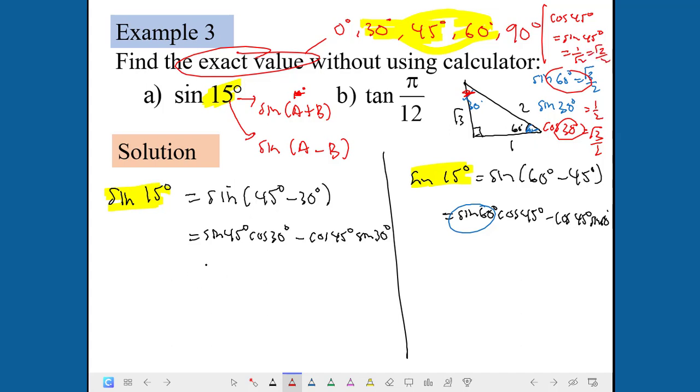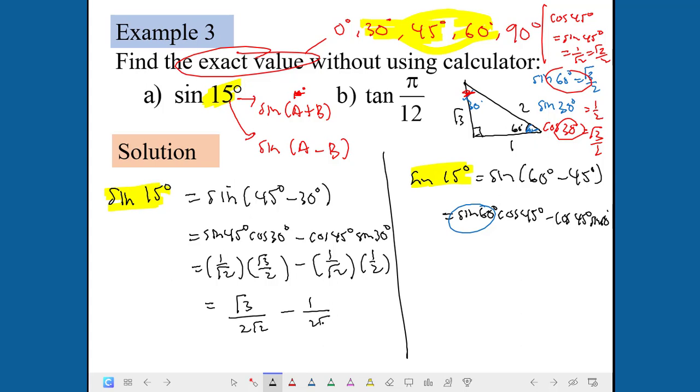Then substitute. Sin 45 is 1 over root 2, cos 30 is equal to root 3 over 2, minus cos 45, 1 over root 2, sin 30 is half. And then simplify. Root 3 over 2 root 2 minus 1 over 2 root 2. Then root 3 minus 1 over 2 root 2. This is the answer.